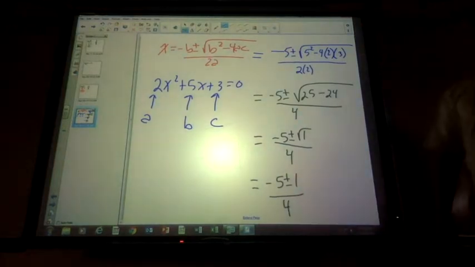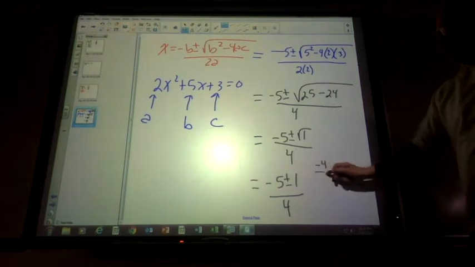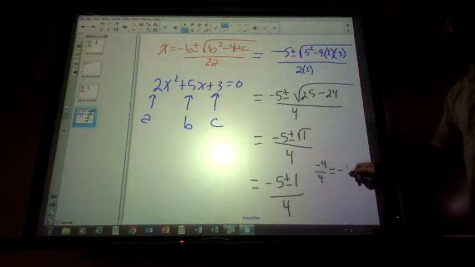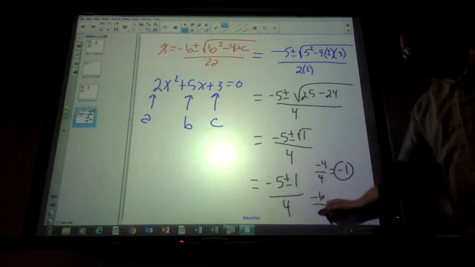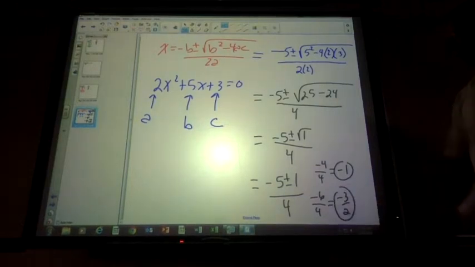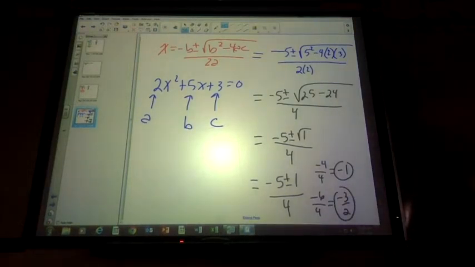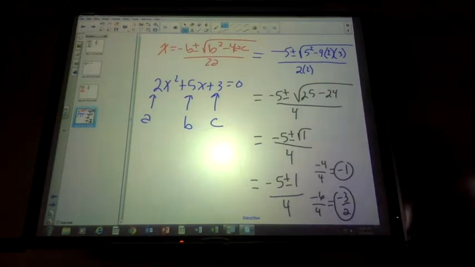So now do the arithmetic here. Negative 5 plus 1 is negative 4, so I get negative 4 over 4. So that's negative 1. And then negative 5 minus 1 is negative 6, and that's over 4. Reduce your fraction, negative 3 over 2. There's your 2 answers. This one would have factored if we had factored it. Why is that? Well, anytime you have a perfect square under the radical, which is called the discriminant, but that's something later, that means it would have factored.